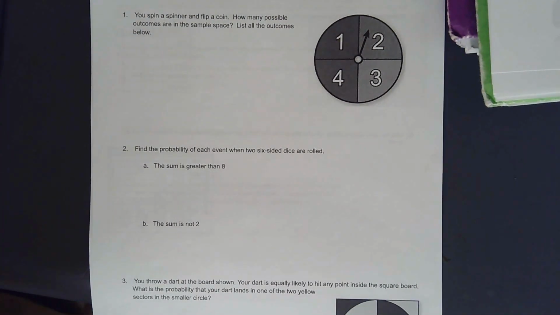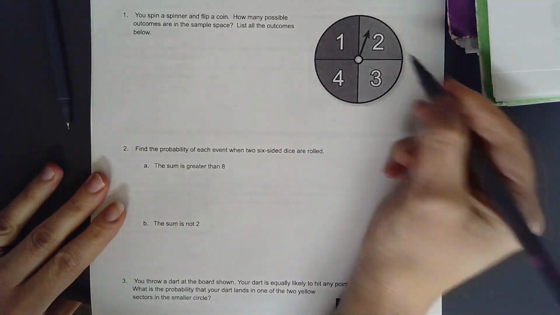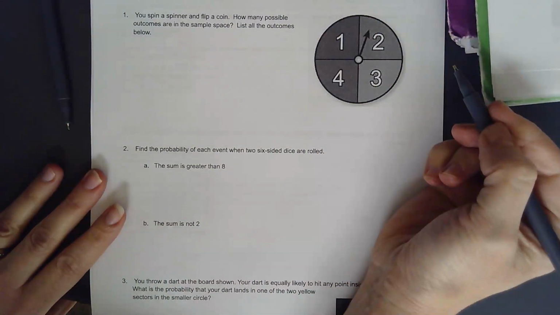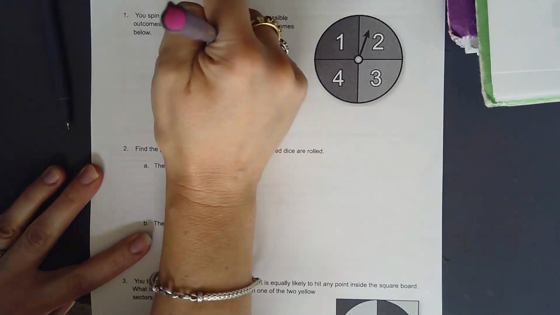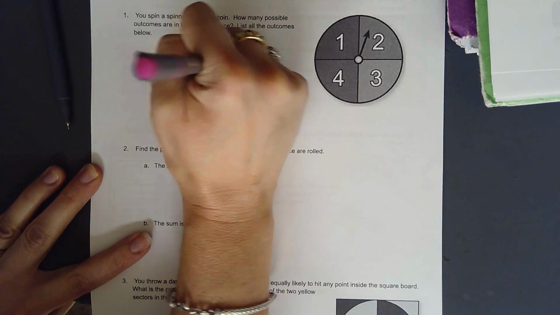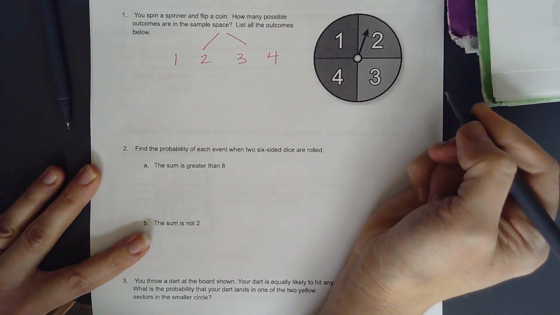All right. So you spin a spinner, flip a coin. How many possible outcomes are in the sample space? List all the outcomes below. So this is what I was getting at, right? So you spin a spinner. So there's 1, 2, 3, 4. Notice that they're all the same area, so they all have the same probability. So if you do a spinner, you have 1, 2, 3, 4 possible choices. You could get a 1, a 2, a 3, or a 4.